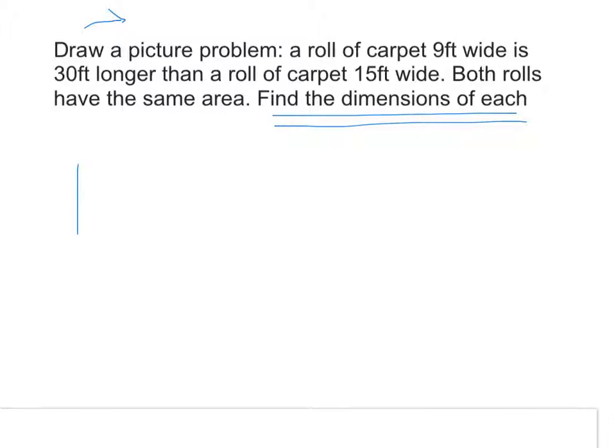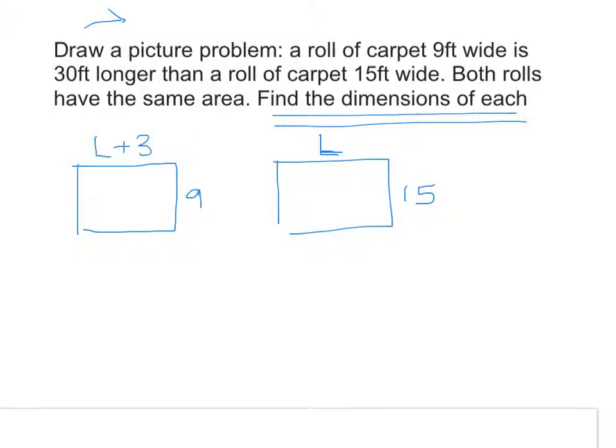So I actually have two different carpets. So I draw my two carpets. All right, a roll of carpet that's 9 feet wide is 30 feet longer than a roll of carpet that's 15 feet wide. So I've got one that's 9 and one that's 15. All right, so it's longer than, so I'm going to let L equal this one, the 15, and the 9-foot one, its length is 30 feet longer than that, so I'm going to make it L plus 30.